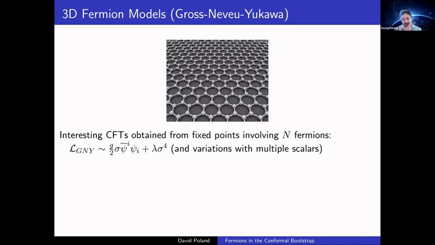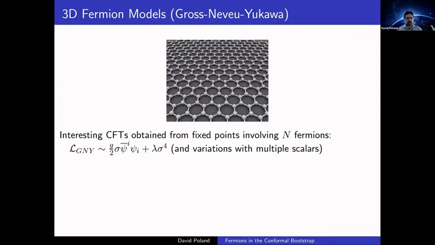Of course, there are also variations on these theories involving Lagrangians with multiple scalar fields. So this model I'm writing down here, I believe, is called the Gross-Neveu-Yukawa chiral Ising model, and there are also models with 2 scalars, which would be the Gross-Neveu-Yukawa XY model, and 3 scalars, Gross-Neveu-Yukawa Heisenberg models, and so on.